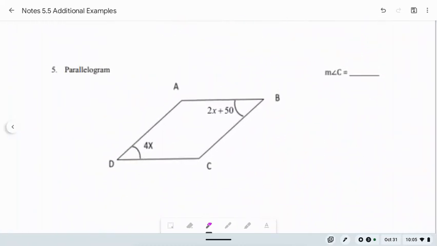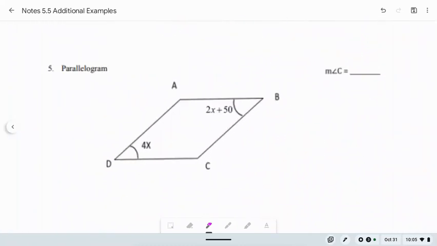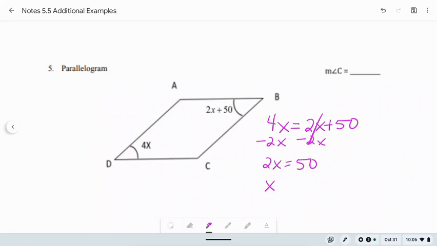Okay, parallelogram is next. And so I know that opposite angles in a parallelogram are congruent. So my algebra equation would be 4x is equal to 2x plus 50. Then I'm going to solve that for x. So subtract the 2x. I get 2x is equal to 50. So x would equal 25.